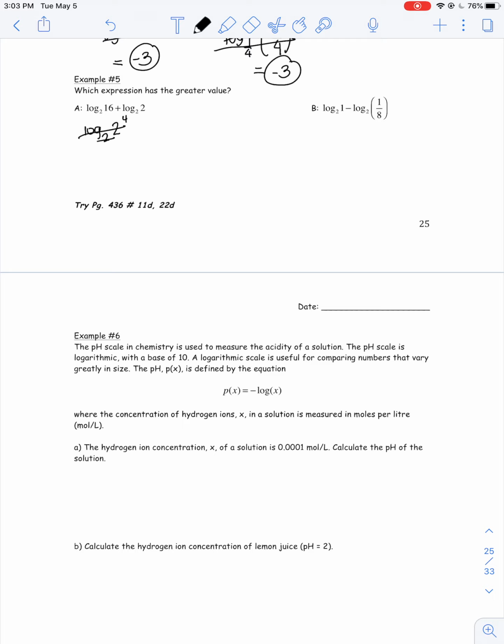Example number 5, we're going to evaluate this. So we're going to go log base 2, and then 2 to the power of 4 is 16. Again, those cross off, leaving us with 4. Plus, we're going to go log base 2 of 2. The power, if you don't see it, is a 1. So these guys cross each other off, leaving you with a 1. Now, since we have addition between them, we have to add the two answers, and we get 4 plus 1 is 5.